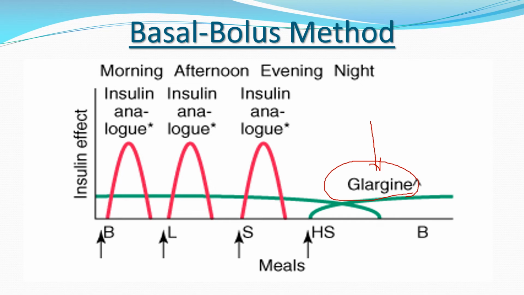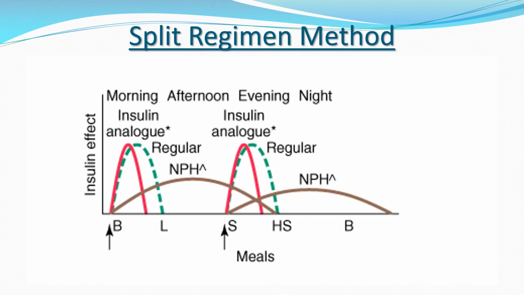But here, during meals, you have breakfast, and you have lunch, and you have supper. At these timings of the meals, you need to administer a short-acting insulin before breakfast, lunch, and supper in order to control the elevation of the blood glucose, which occurs after each of these 3 meals.